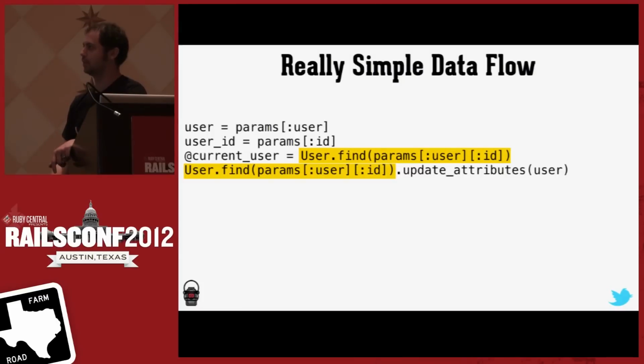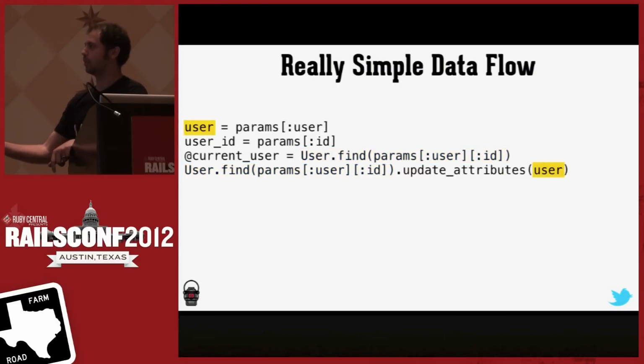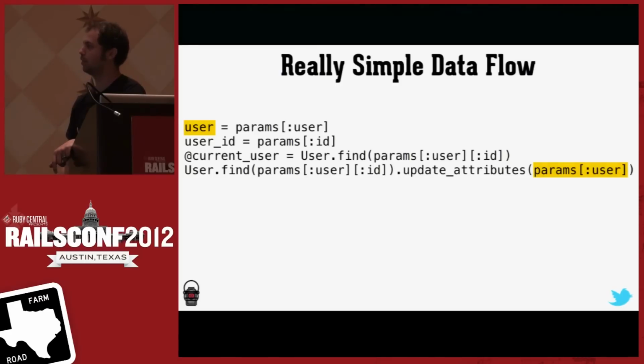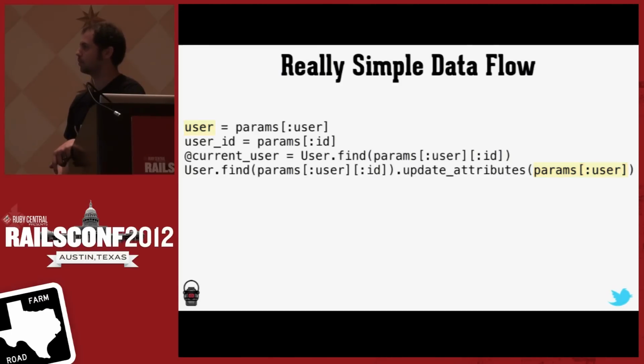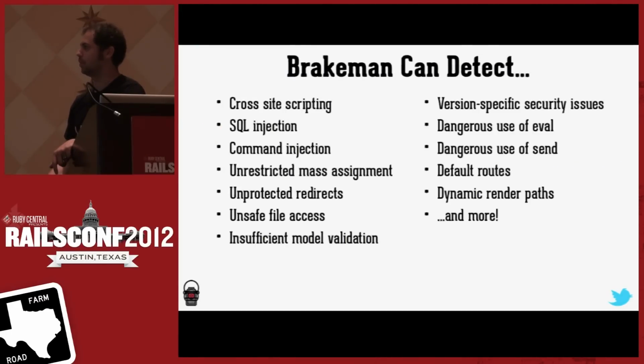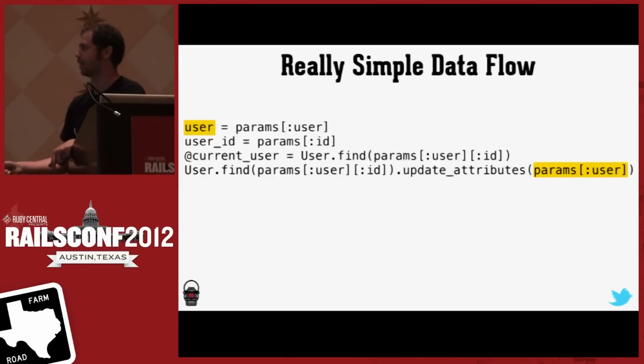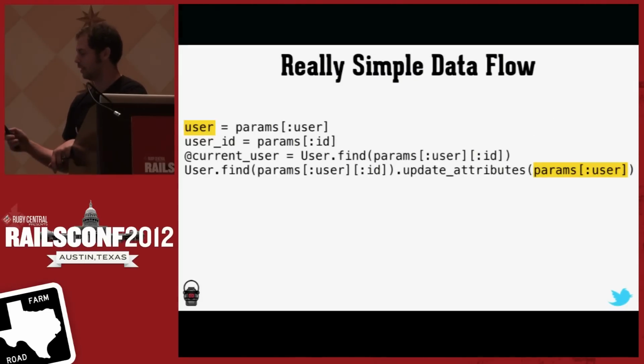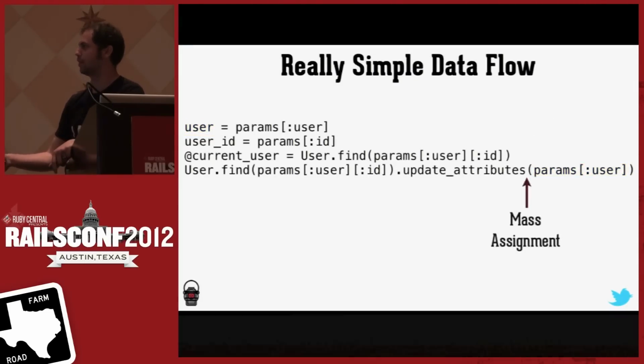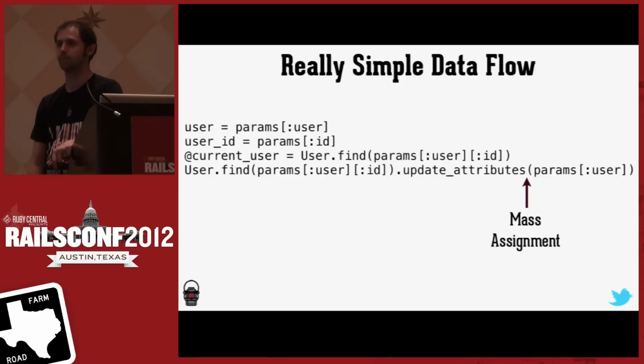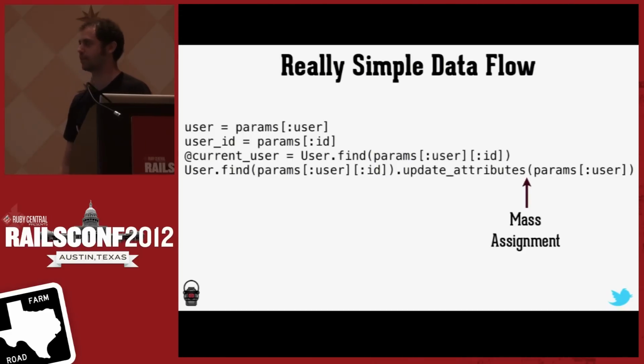Sorry, it's small. Now, we're using that user variable in there, so we'll just put that there. Oh shoot, this went past it. I knew that was going to happen. All right, so in the end, we get this, and now we can really easily check that there's mass assignment happening right there. So that is essentially what's behind most of what Brakeman does, and why it is very effective at finding things.